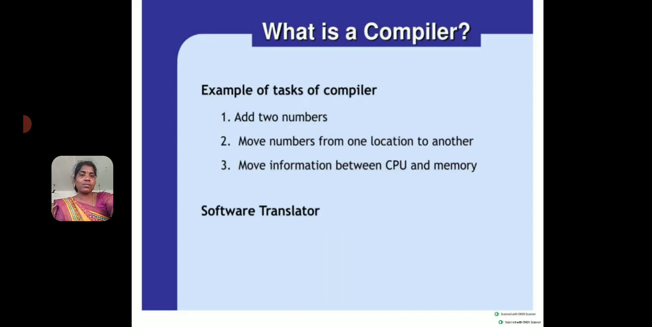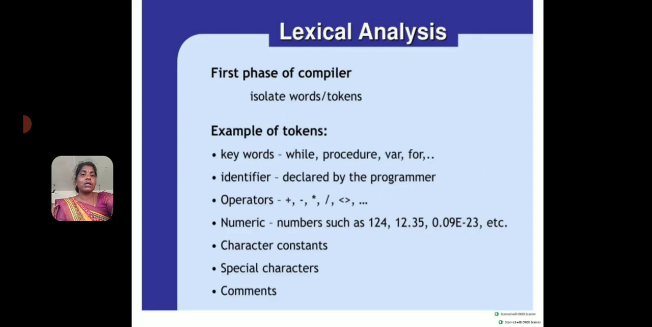What is compiler? Compiler is nothing but adding two numbers and moving numbers from one location to another, moving information between CPU and memory. These are examples of tasks of a compiler. We do the task in everything, and a software translator is also a compiler thing. Then lexical analysis. This lexical analysis is the first phase of compiler.